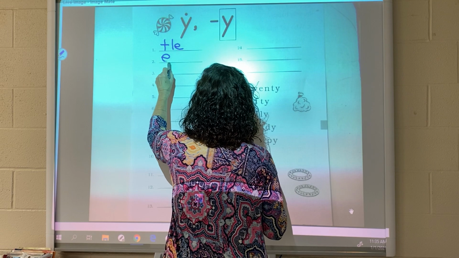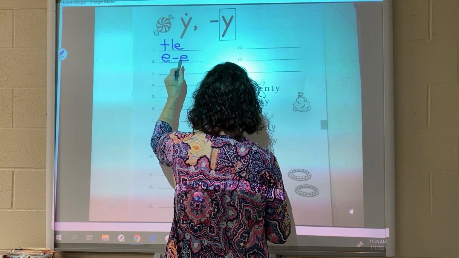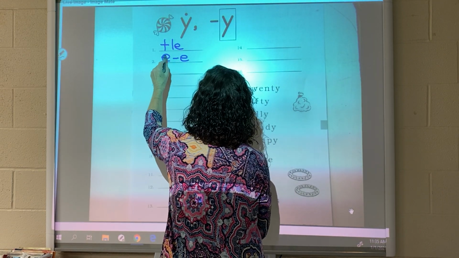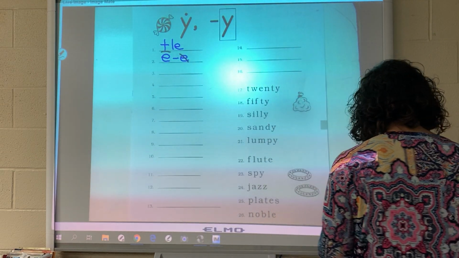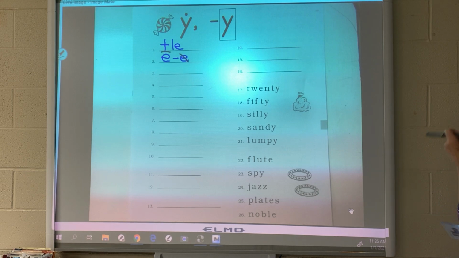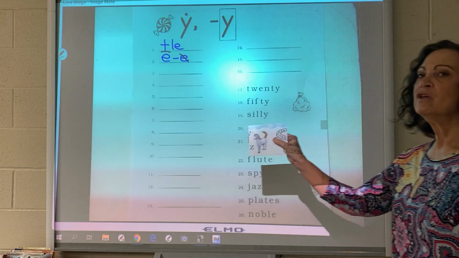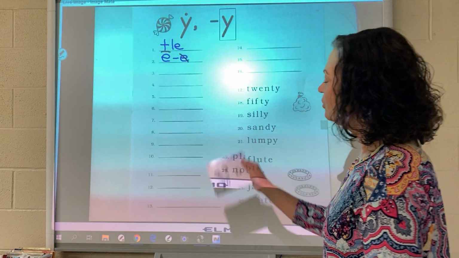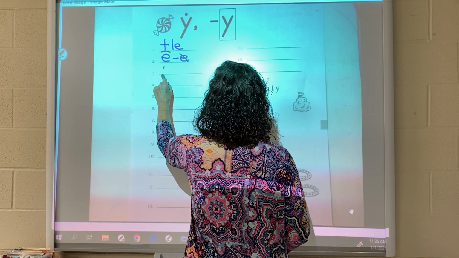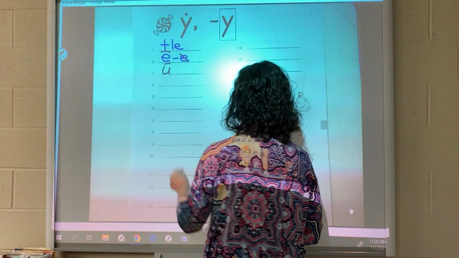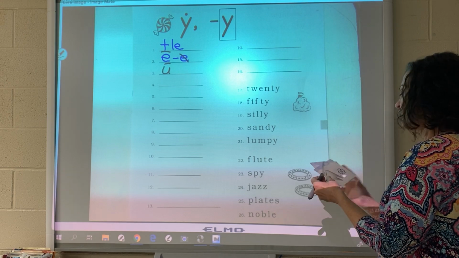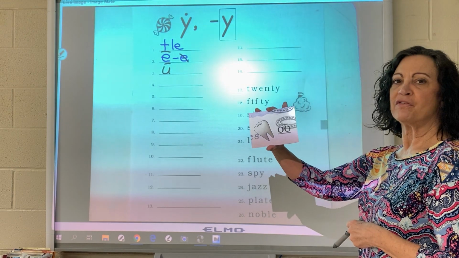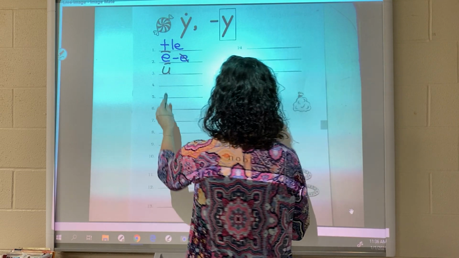So when that happens, this is how we write the rule. The sneaky E rule always changes that first vowel into a long sound. Then we have unicorn, and that is the long U. Long U. We have oo as in tooth, O-O.